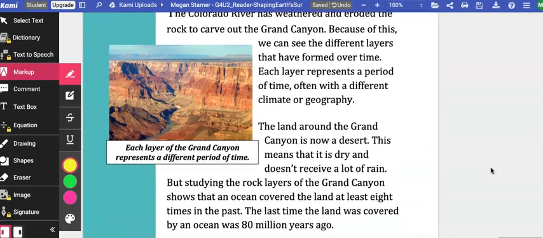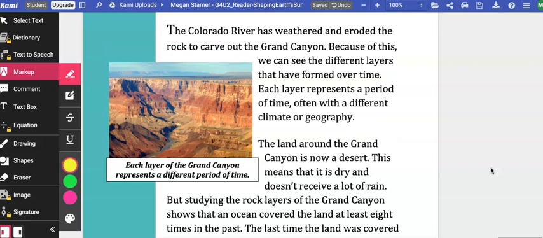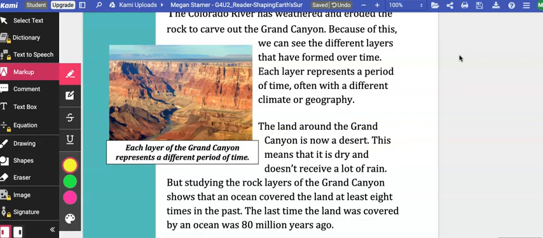Ocean to desert. The Colorado River has weathered and eroded the rock to carve out the Grand Canyon. Because of this, we can see the different layers that have formed over time. Each layer represents a period of time, often with a different climate or geography. The land around the Grand Canyon is now a desert. This means that it is dry and does not receive a lot of rain.